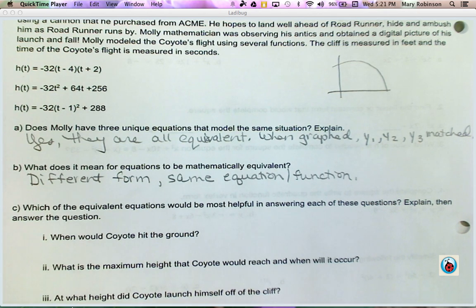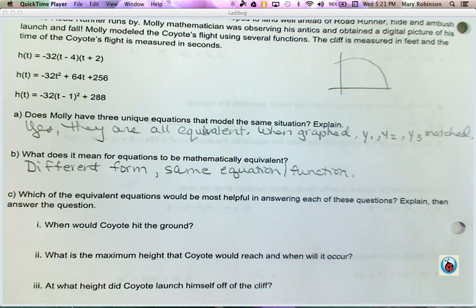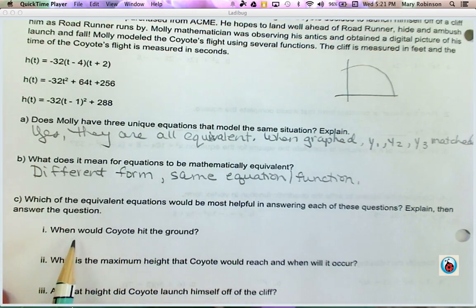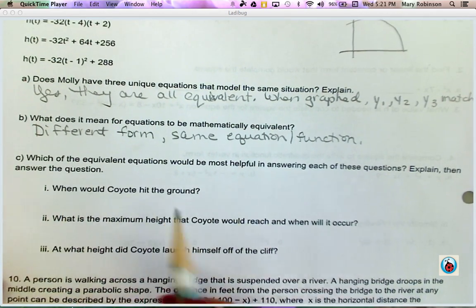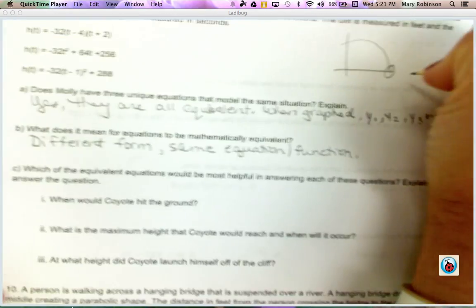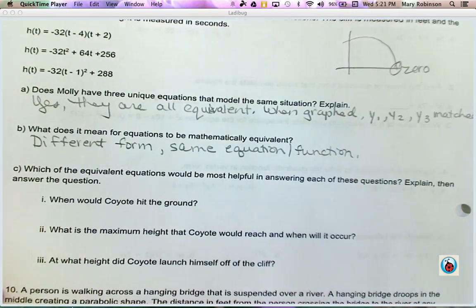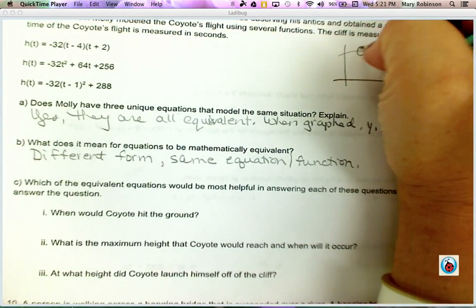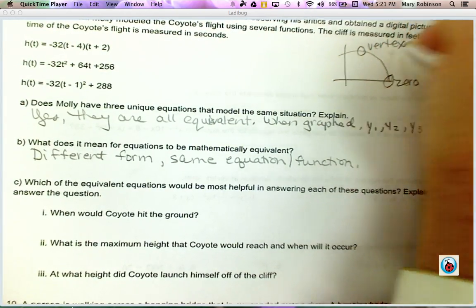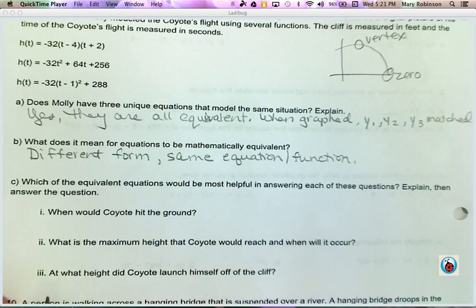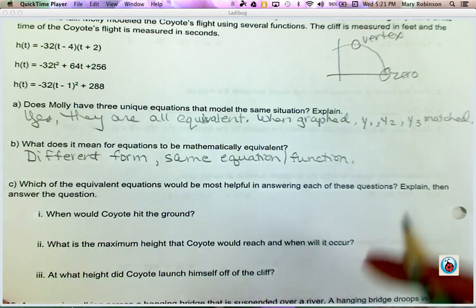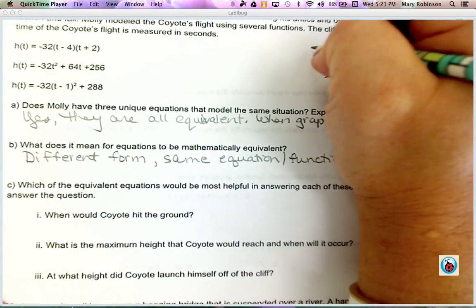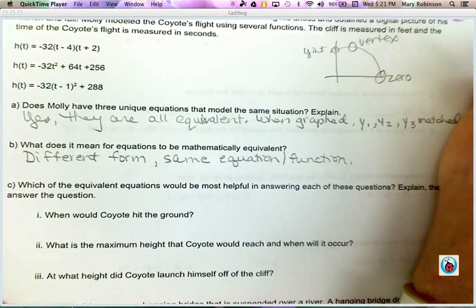Next it says, which of the equivalent equations would be most helpful in answering each of these questions? Explain, then answer the question. So we are asked, when does a coyote hit the ground? That would be here, meaning we need zeros. What is the maximum height? That would be up here when he reaches a max height. That's called the vertex. And when did he launch himself off of the cliff? That would be the initial height, or the y-intercept.